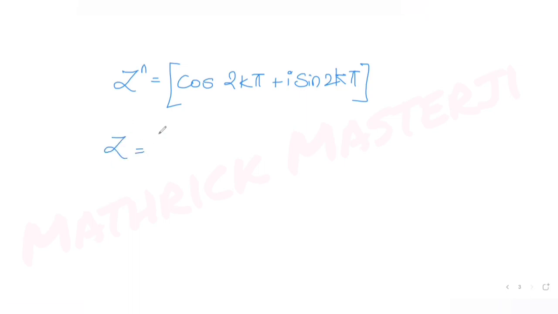Now I have z raised to n is equal to cos of 2k pi plus i sine of 2k pi. If I want to write it in terms of z, I'll just take that n to the other side. So from here I get my complex number, that is the nth root of unity which was given to us. It becomes cos of 2k pi plus i sine 2k pi, the whole raised to 1 over n.